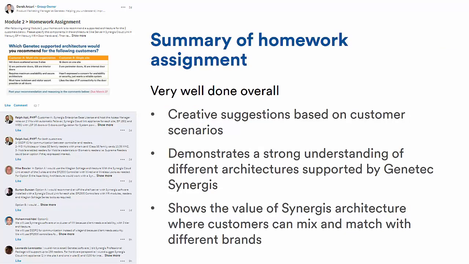So let's take a look at that homework assignment that was assigned on our LinkedIn group. As a reminder, we created 2 hypothetical customer needs, testing your knowledge of door hardware functionality and the feature set available on each different architecture. So for the multi-site organization that required maximum availability and a secure architecture, the majority of participants recommended Synergis CloudLink at each site with Mercury EP controllers, downstream using OSDP version 2 to the reader.